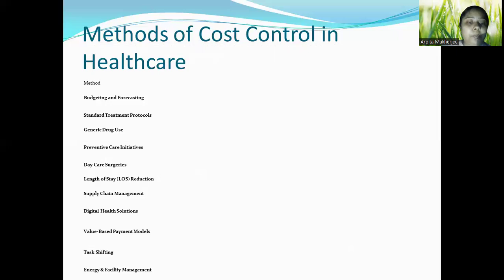Ninth is the value-based payment models, where we pay providers based on outcomes instead of volumes, for example bundle payments. And task shifting, where we delegate appropriate tasks to lower cost healthcare workers, for example nurses. And the last is the energy and facility management, where reducing utility bills and improving energy efficiencies in healthcare buildings are to be taken care of.